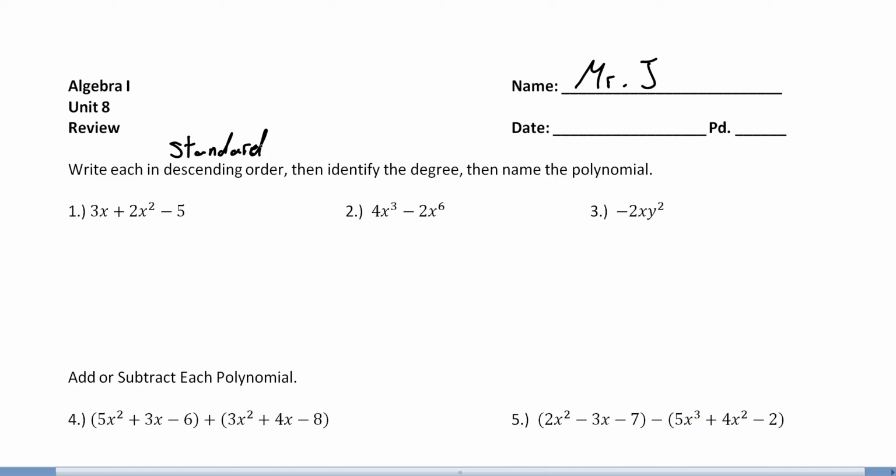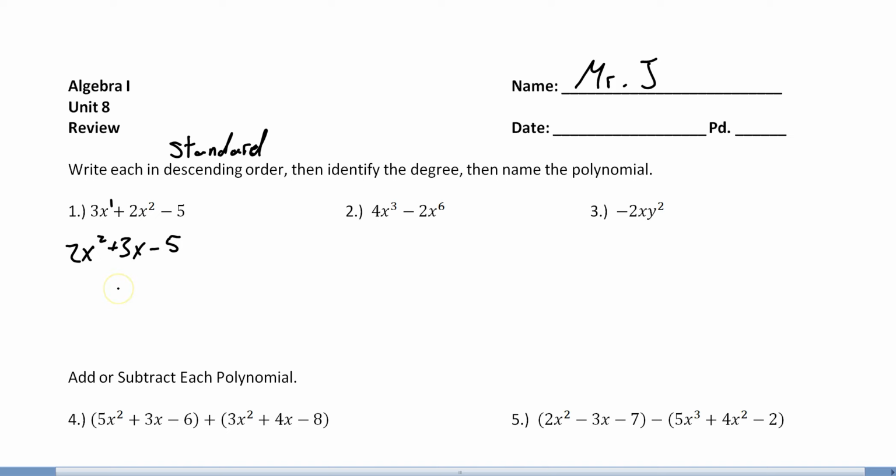Alright, so if we look at something like this, descending order or standard form is when we list the exponents from greatest to least. This one has an exponent of 1, this one has an exponent of 2, and the 5 has an exponent of 0. So I want to list this as 2x squared, then plus 3x, then minus 5. Now it's in standard form.